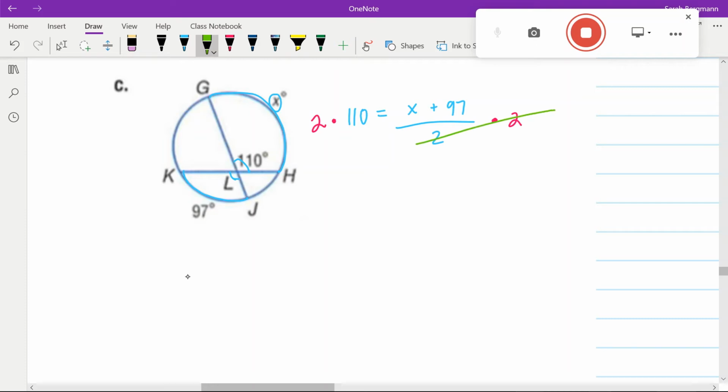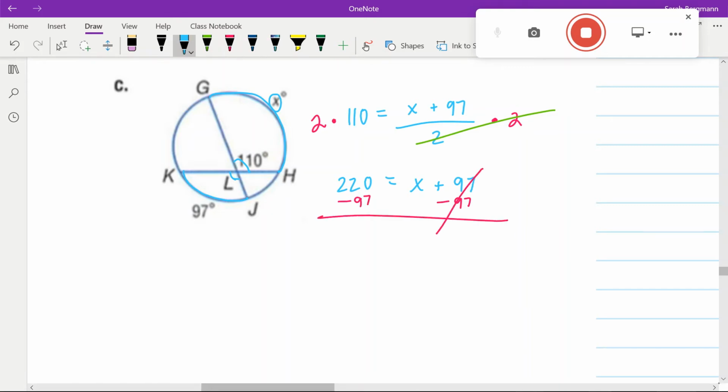That cancels this out over here. So we're left with 2 times 110, that's 220, equals x plus 97. So what number adds with 97 to give us 220? Well, let's subtract 97 on both sides to find that out.